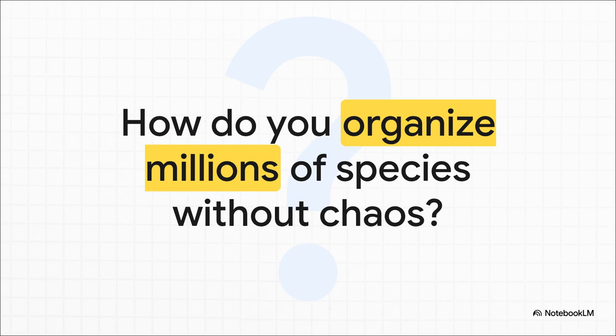Imagine walking into a massive library, right? But millions of books are just dumped in a giant pile on the floor. No genres, no authors, no alphabetization whatsoever. Just a mess. Without classification, studying life on Earth is literally that impossible. We need a system, not just to stick labels on things, but to figure out how every single living being actually relates to one another.